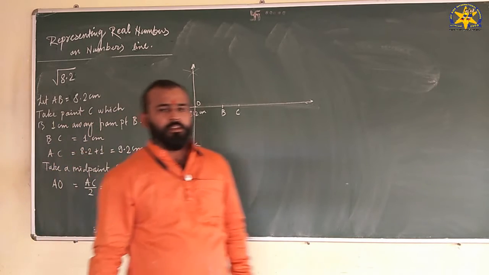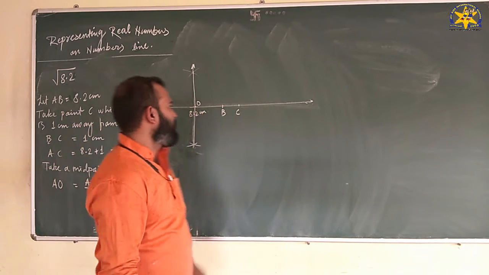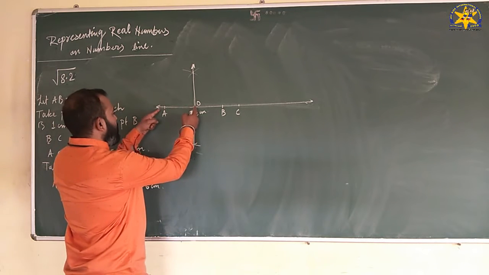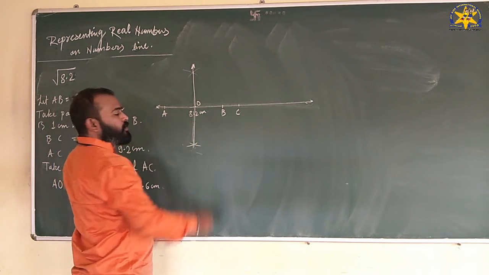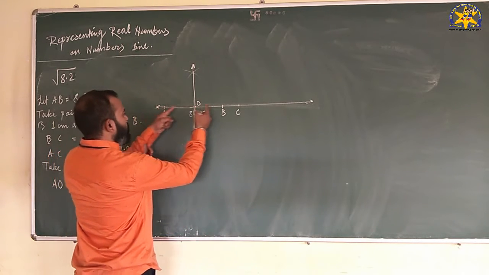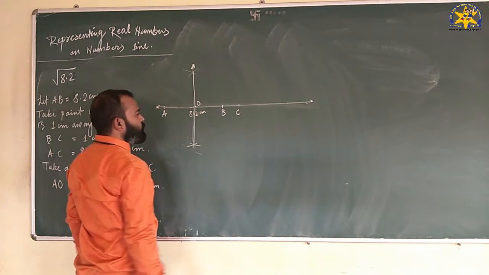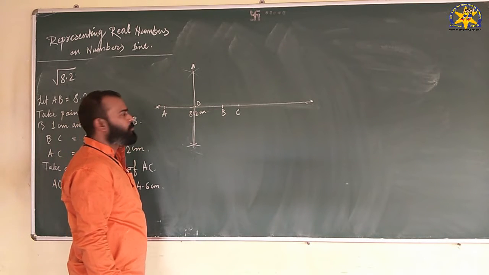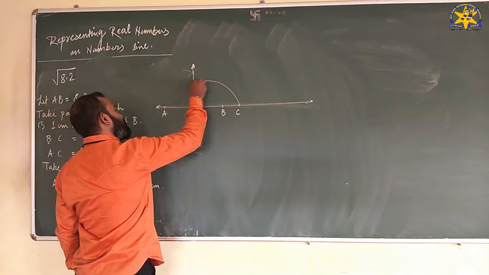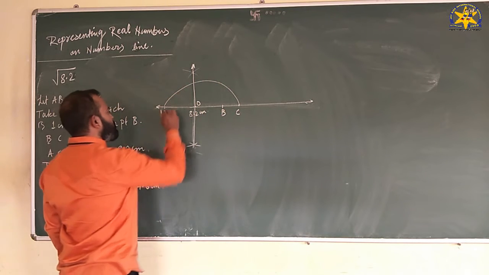Now see here. Now by taking O as a center and AO as a radius, draw a semicircle. AO radius हो या OC radius हो, it will be the same because it is a midpoint. So from here we have to draw a semicircle like this.